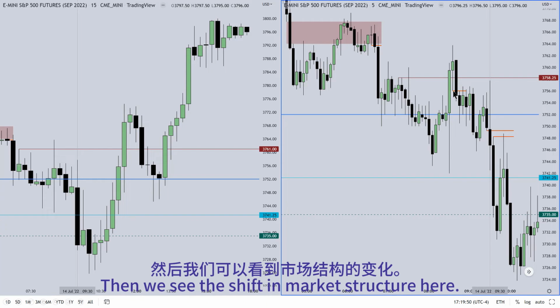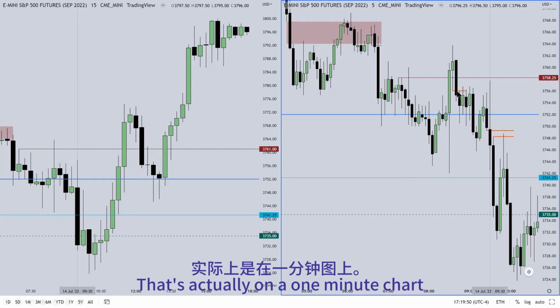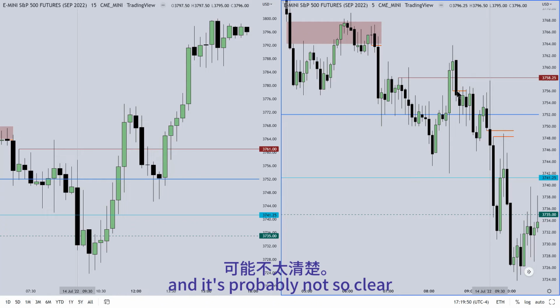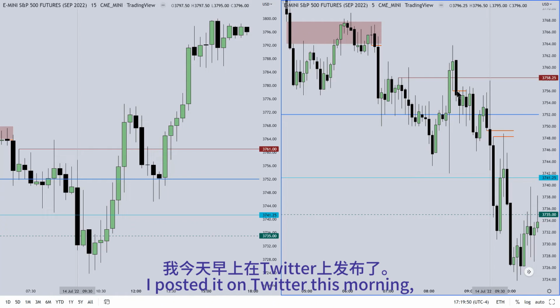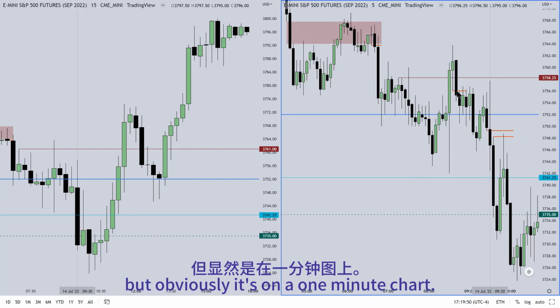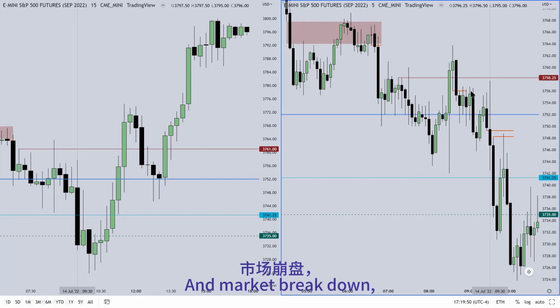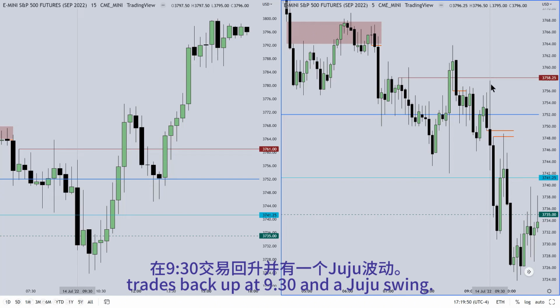I focused on this one initially, and then we have it running that buy side, breaking down. And then we see the shift in market structure here. That's actually on a 1-minute chart, and it's probably not so clear in the static chart I posted on Twitter this morning, but obviously it's on a 1-minute chart. And market breaks down, trades back up at 9:30.